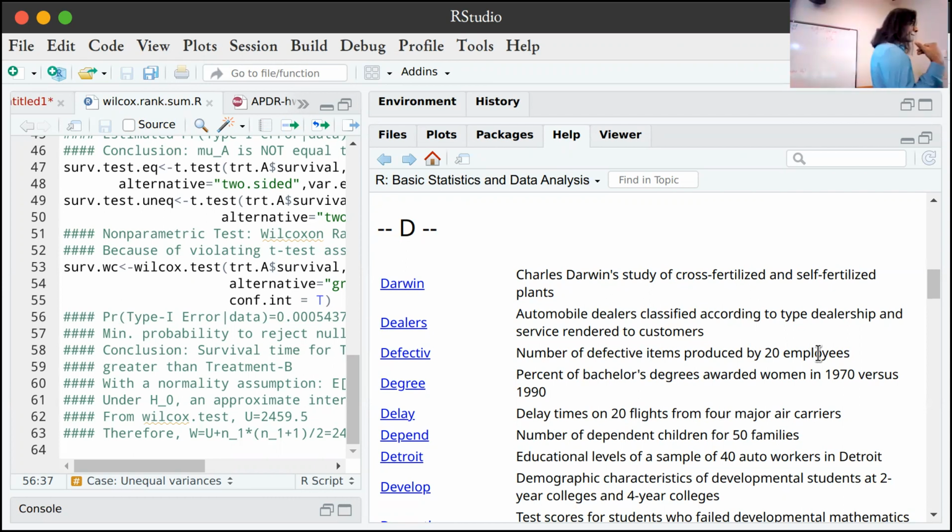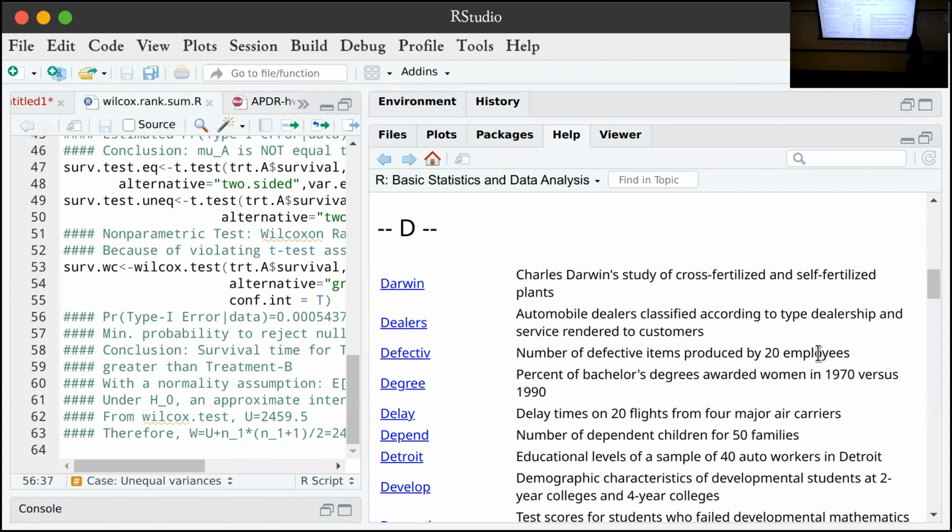Darwin, dealers, defective. Why is there no E in defective? I don't know. They spelled it wrong. Some people are lazy. Yes.